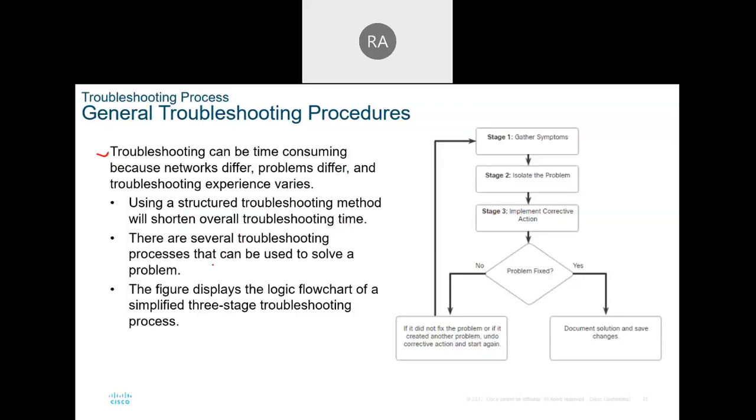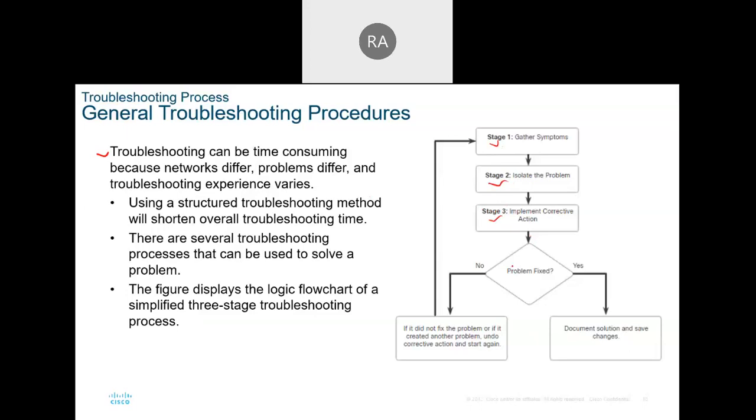There are several troubleshooting processes that can be used to solve the problem. The figure displays a logic flow chart of a simplified three-stage troubleshooting process. So let's check out this one. Stage 1, gather the symptoms. We're going to explore them one after the other. Stage 2, isolate the problem. Stage 3, implement corrective action.